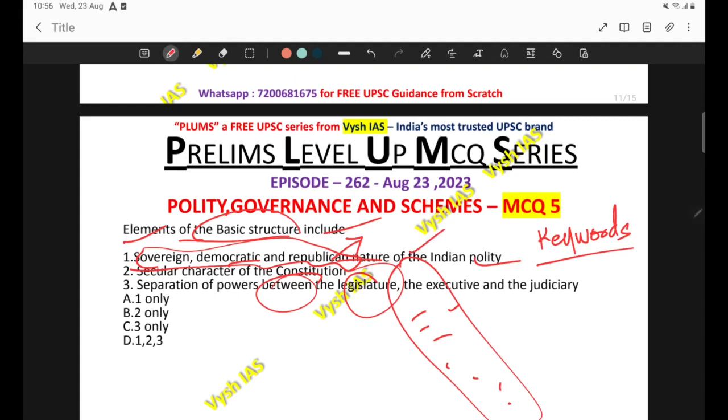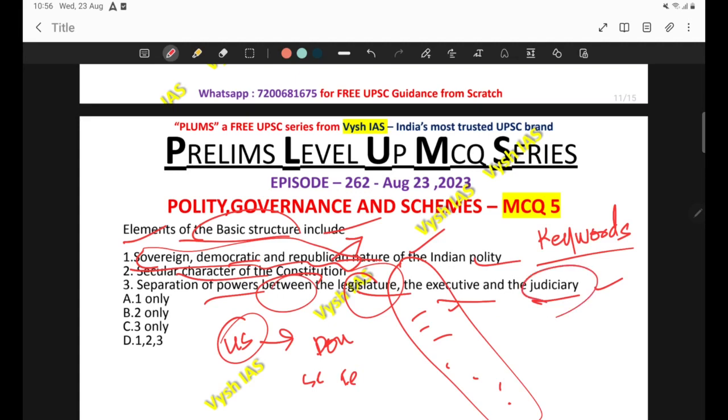So here the first statement is correct. And secular character of the constitution, yes, it's also correct. Separation of powers between legislature, executive and judiciary, yes, it's also correct. But if the statement was separation of powers between the central judiciary and state judiciary, then no, because we don't have a double system of courts, which exists in the US. In the USA there is a federal court and a state court, whereas in India there is an integrated system of courts. So with respect to judiciary this is not applicable, but among legislature, executive and judiciary there is a separation.